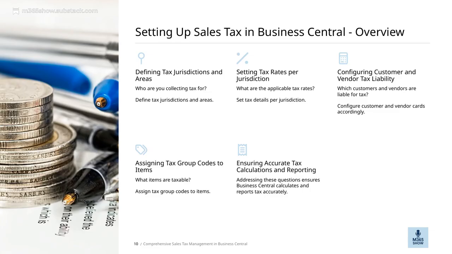The first point is about understanding what items are taxable. To do this, you assign tax group codes to each item. This helps Business Central know which items should have tax applied and simplifies the process of managing different product categories.